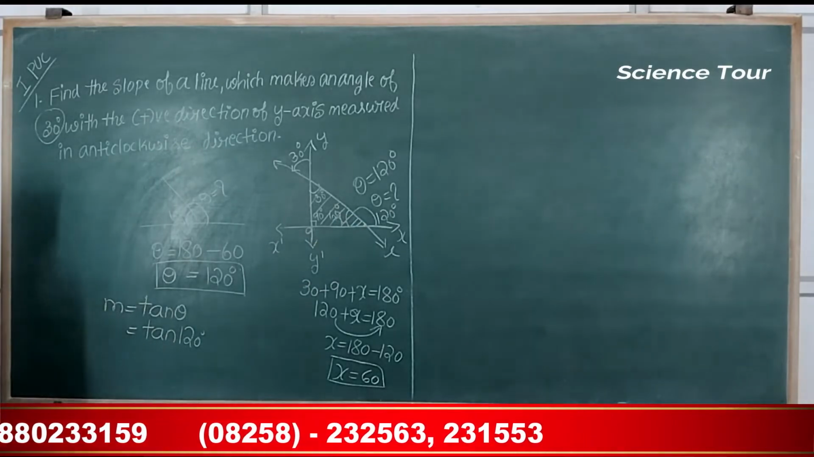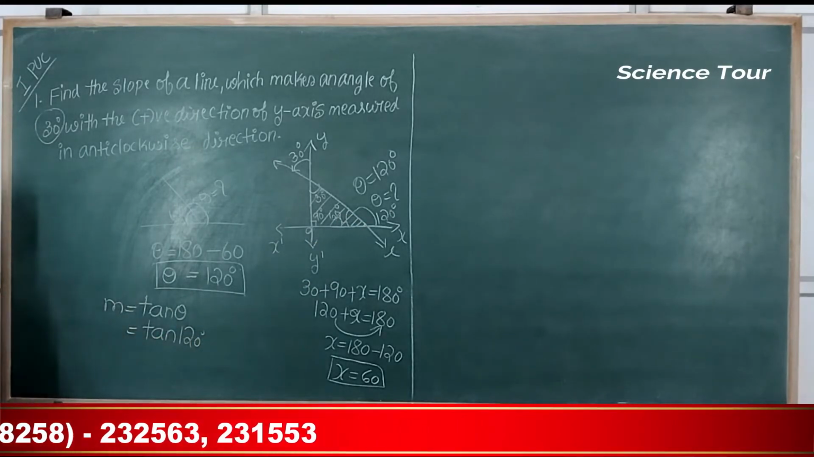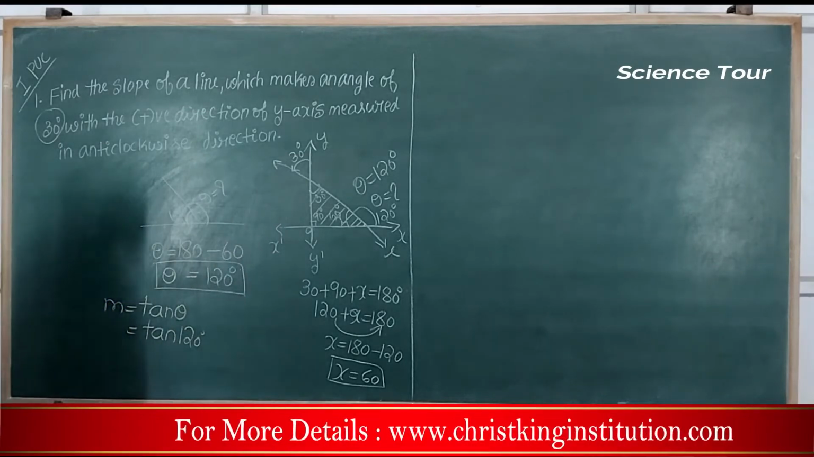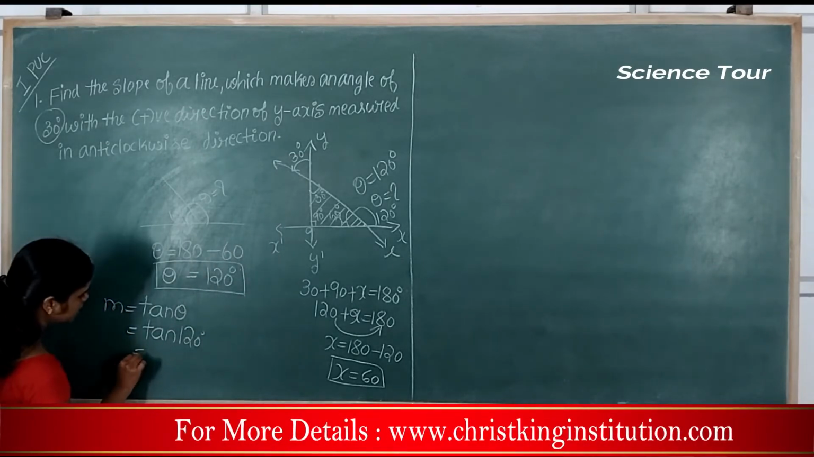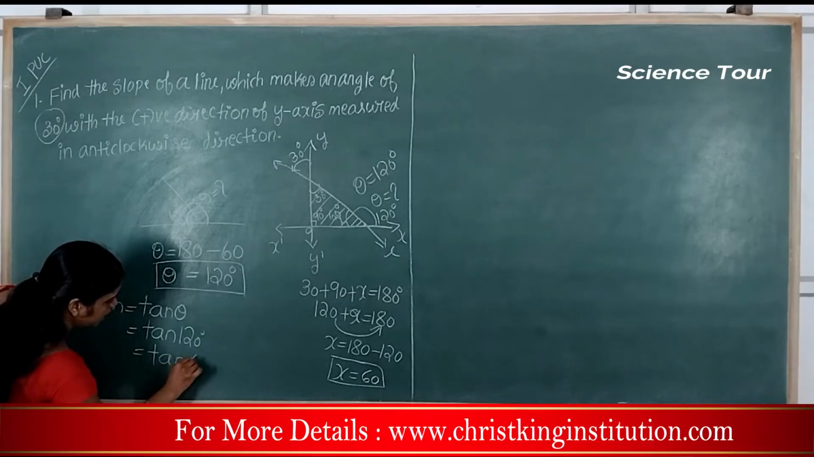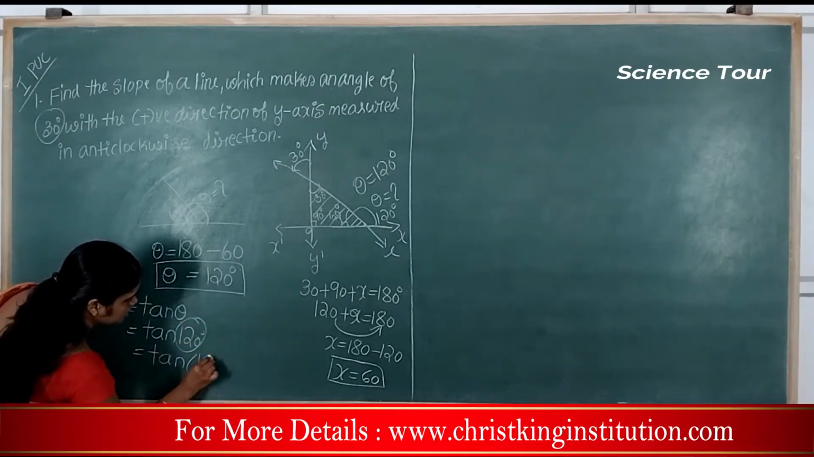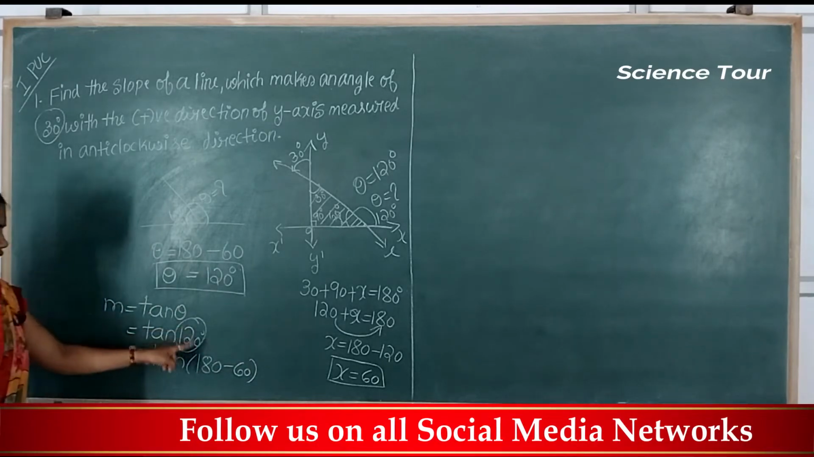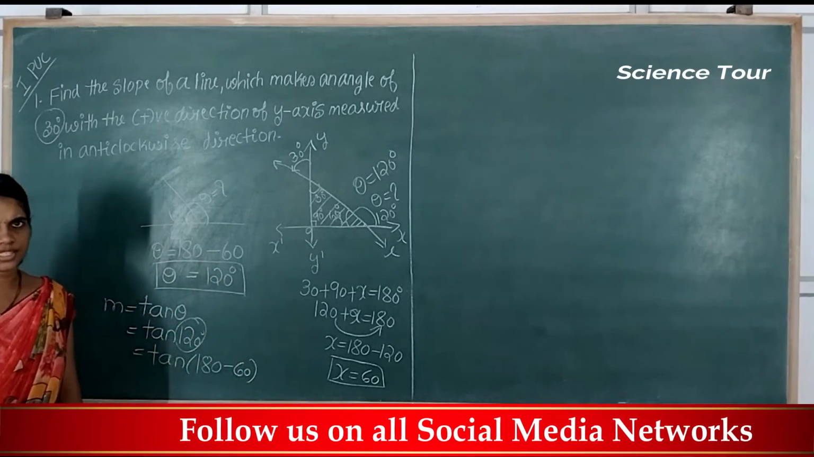So how to calculate tan 120 degree? You have studied the trigonometry chapter, isn't it? See students, this is equal to tan. Shall I write this 120 degree as 180 minus 60 degree? Yes, 120 is nothing but 180 minus 60, isn't it?